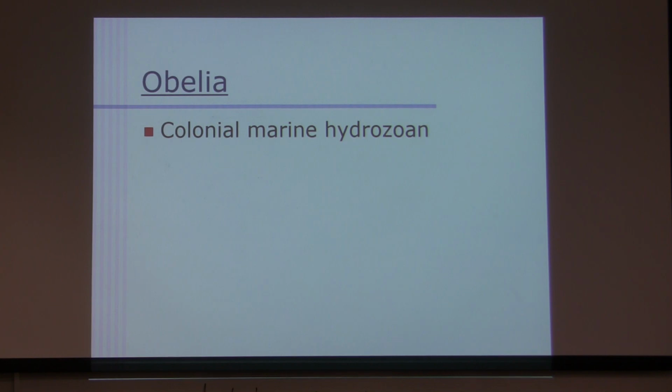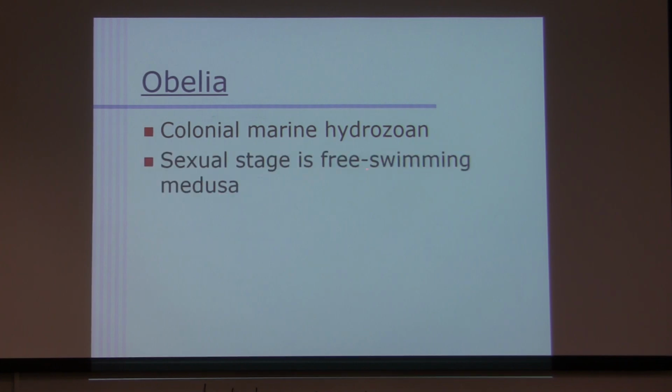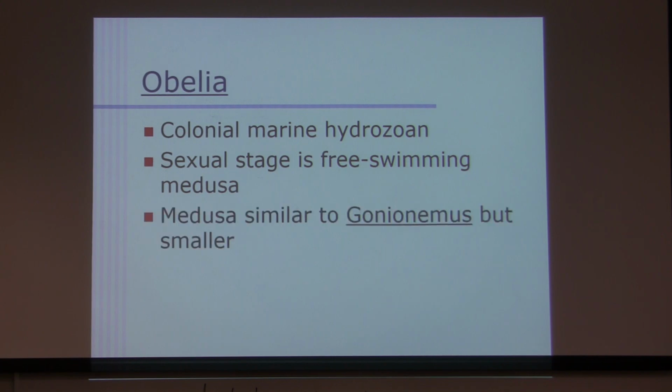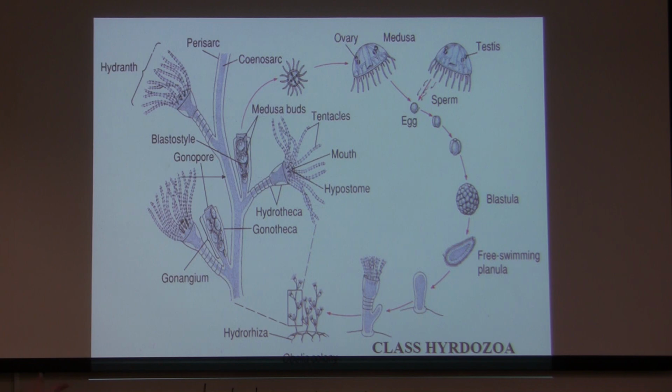Obelia, we do have a slide of it in the lab. They're microscopic, small. Colonial marine hydrozoan. And the sexual stage is a free-swimming medusa. Yes, of course. Medusa similar to Gonionemus, but smaller. And here they are, what we have in the lab.